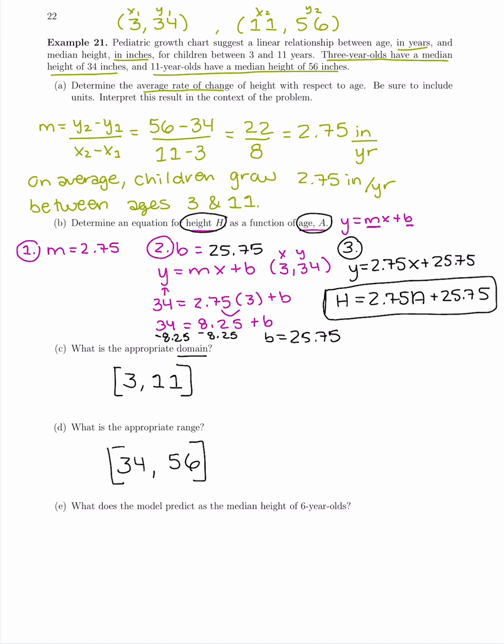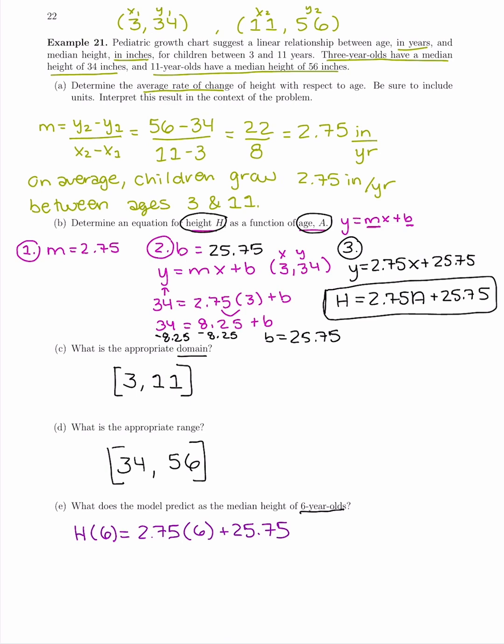So what does the model predict for a 6-year-old? So it's a part of our domain. Our domain is 3 to 11-year-olds, and we want to figure out how tall is a 6-year-old on their median height. So we're going to plug in the age of a 6-year-old. So we're going to take 2.75 inches per year, how much they grow. They've been growing for 6 years now because they're 6 years old. And initially they start out at 25.75 inches.